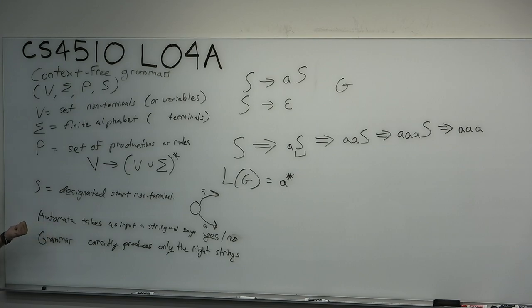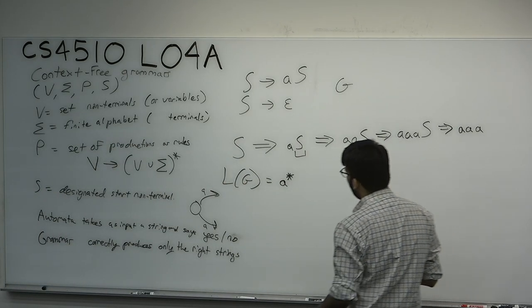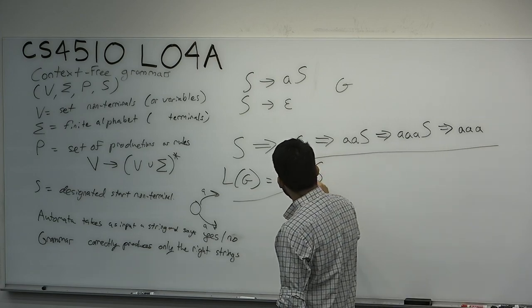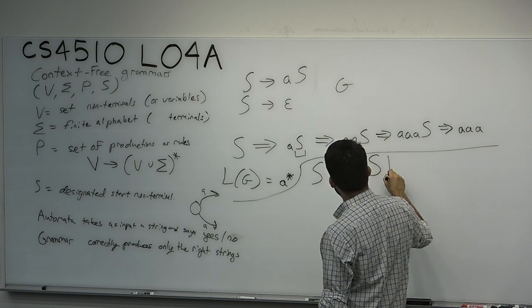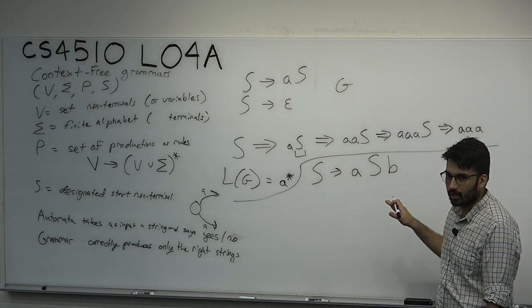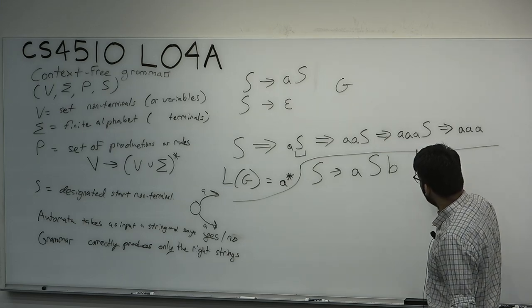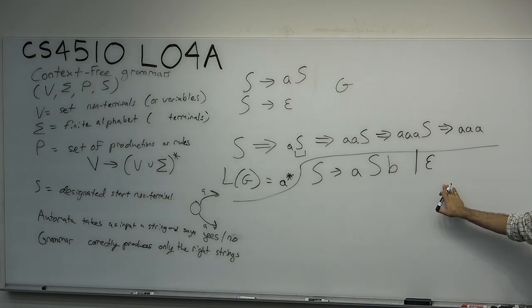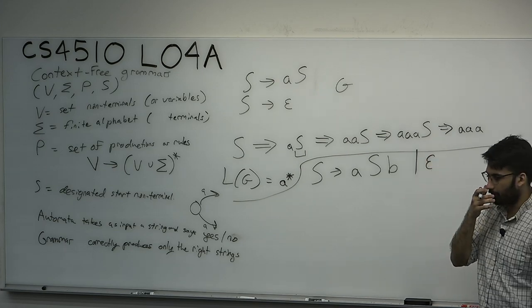To determine if a DFA accepts a string is easy: run the DFA on the string. How do you determine if a grammar accepts a specific string? The difficulty of that question might seem more informative as I give you some more complicated grammars. So let me give you another one. Here's one that should surprise you. S goes to ASB. When we have the same left-hand side many times, we can just OR the right-hand sides together as a shorthand. So we write the bar here, and then we write epsilon. This is just shorthand for two distinct productions: S goes to ASB, or S goes to epsilon.